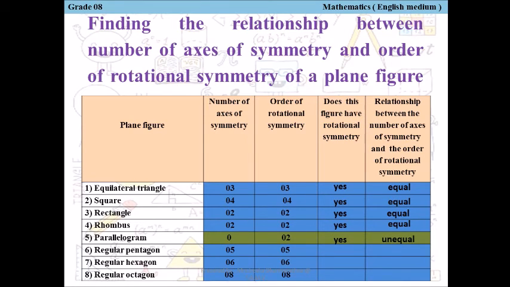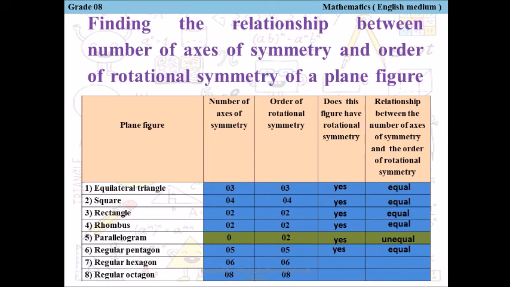Then we move to regular pentagon. Number of axes of symmetry is 5. Order of rotational symmetry also 5. Does this figure have rotational symmetry? Yes. Relationship between the number of axes of symmetry and the order of rotational symmetry? Equal.